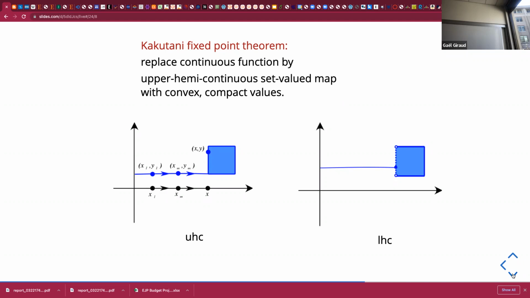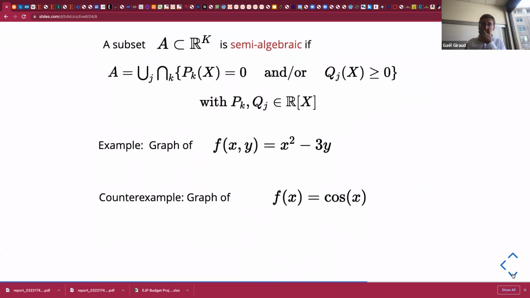If you have just lower hemicontinuity, which means that you can find a sequence of points in the image whose limit is not in the image of anything, like here, because it's an open set, then you may not have any fixed point, which is very intuitive. Okay. So then game theorists had to rely on these kinds of extensions of the very famous Brouwer fixed point theorem. But this was not enough, because this was just a way to ensure existence.